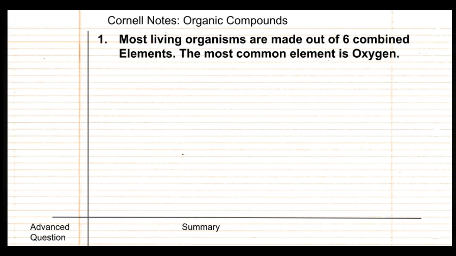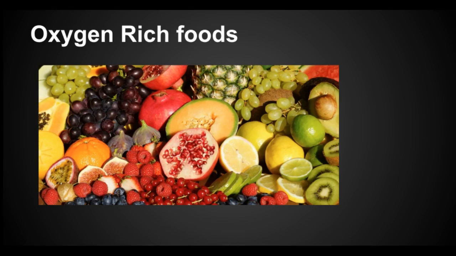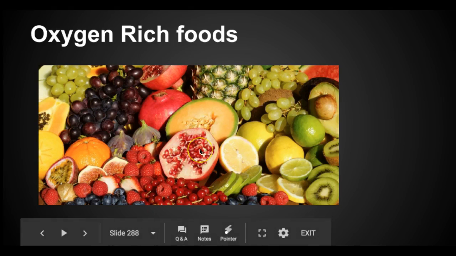Number 1. Although there are over 100 elements, only 6 of them are combined to make most living organisms. The most common element in living things is actually oxygen. So here's some food that you might eat that's full of oxygen, and that oxygen is usually bonded in the molecule water. But of course, anything from fruit like grapes, pomegranates, all that is rich in oxygen.